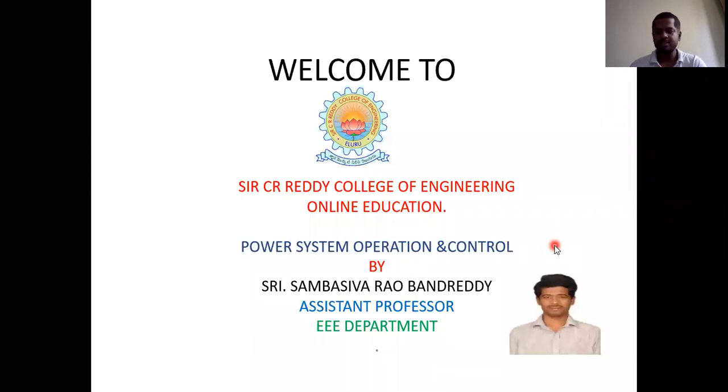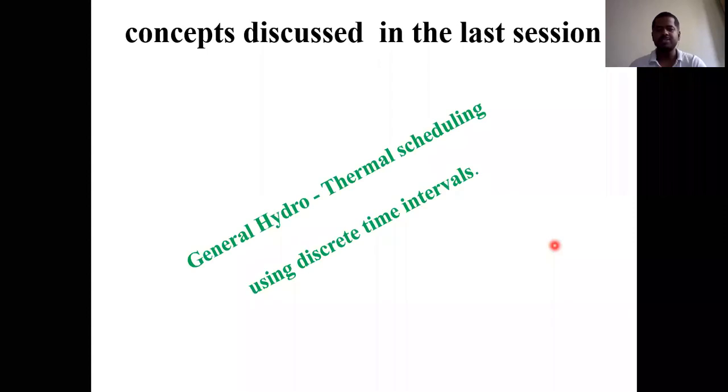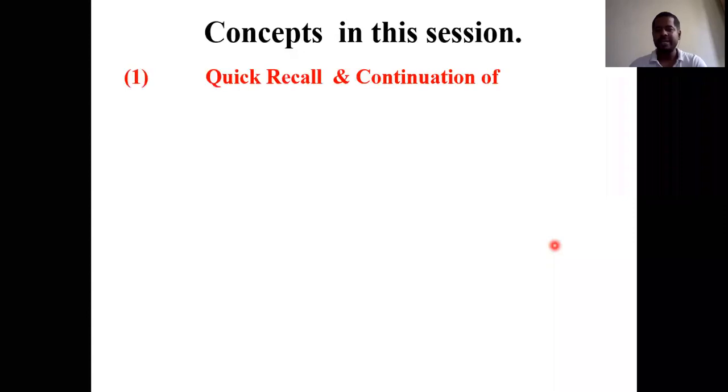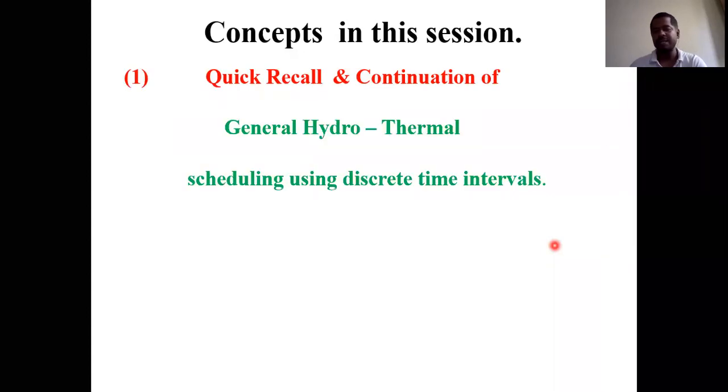So in the last class, we have seen one of the algorithms, that is general hydrothermal scheduling using discrete time intervals. Now in this class, we will take the same algorithm, a quick recall and the continuation of the same algorithm, because this question is very important. Already I told you that in each and every year, out of the 4 sets, a minimum of 2 to 3 sets, you will get the same question. That is nothing but general hydrothermal scheduling using discrete time intervals.